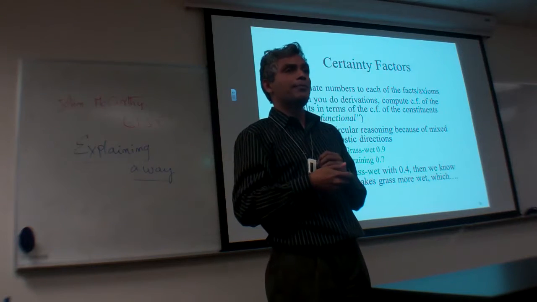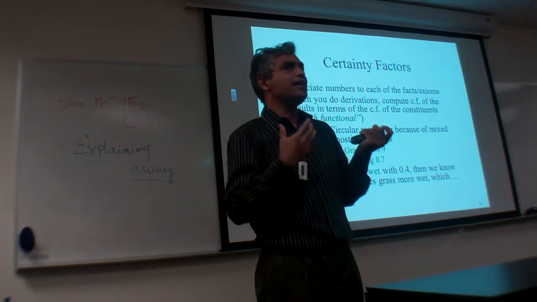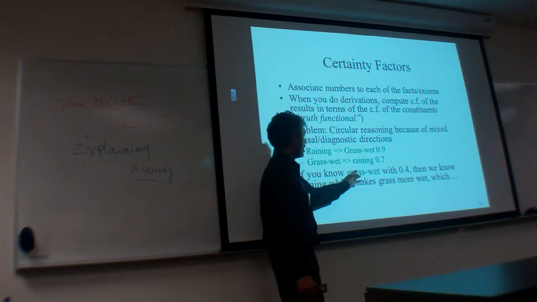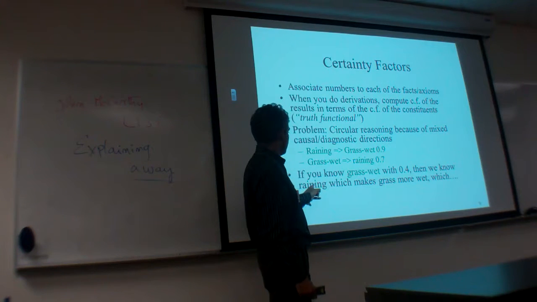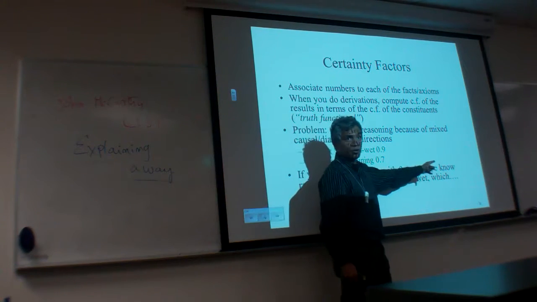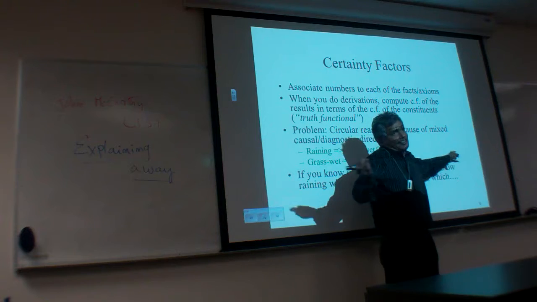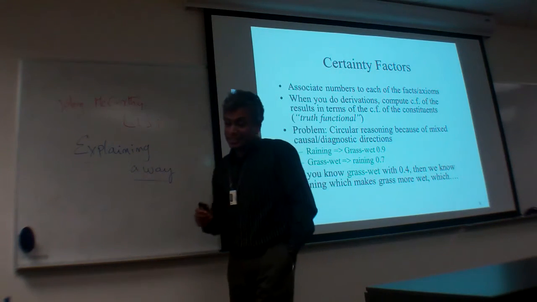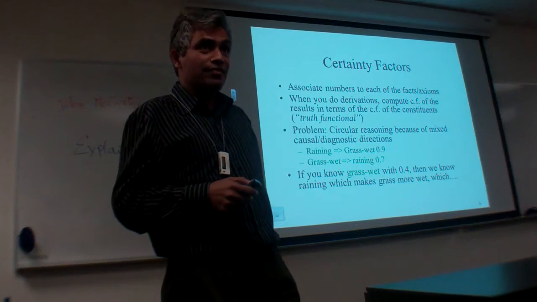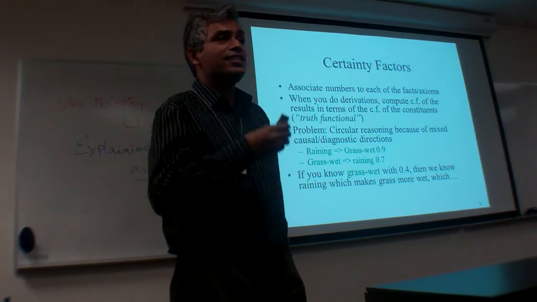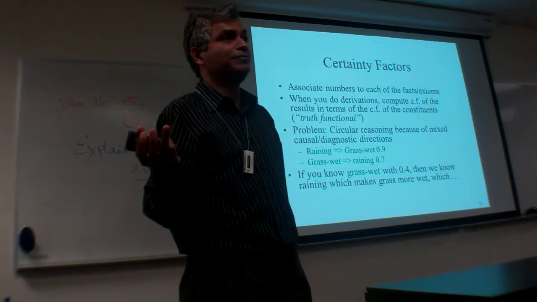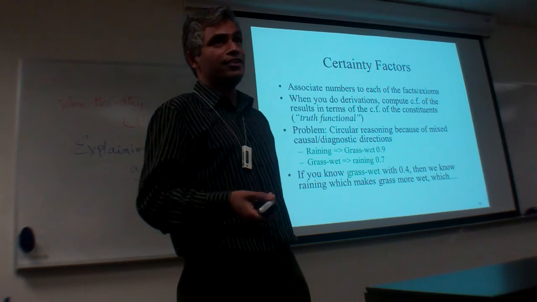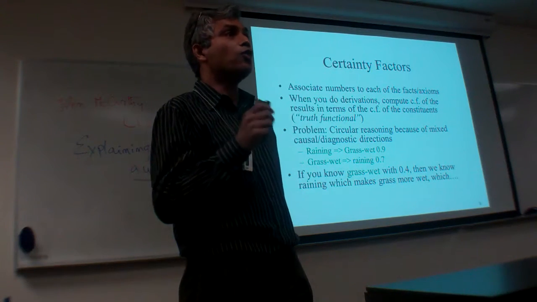How do I stop that from happening? What exactly is the semantics of this kind of reasoning? For example, if you know grass is wet with 0.4, then we know raining, which makes grass more wet, which makes more rain, which makes more wet grass. You don't have to do anything; things are already going into cyclical reasoning. Essentially, to make it correct semantics, you will have to slowly change the certainty factors into probability theory, which existed already. You just didn't like it because you learned it in elementary school and you don't want to use it. So we go back to it. Fine.